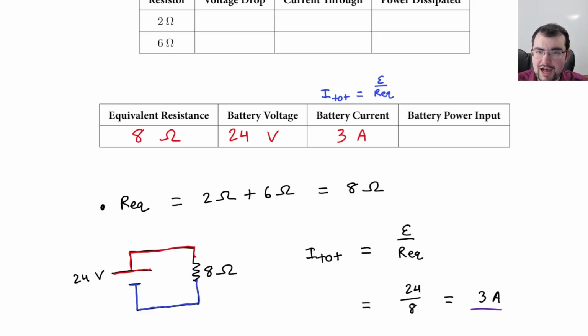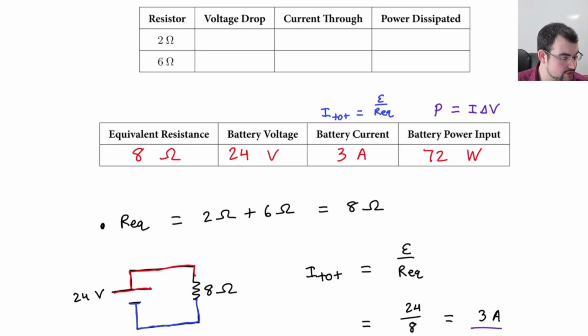So what is our battery power input? Well, pick your favorite power formula. We know everything now. So power, I might say just use power equals I delta V, because I don't feel like squaring in my head. If you know all 3, please just use I delta V, because it's no squaring. So I is 3, delta V is 24, because we're just talking about the battery. So I get 72 watts. So 72 joules of energy are being transferred from the battery every second.